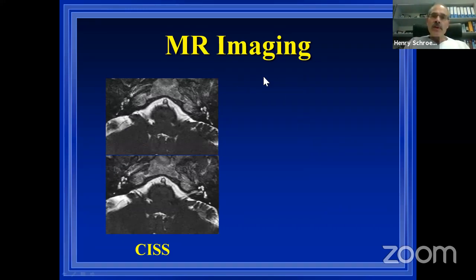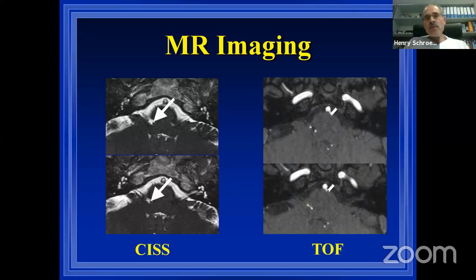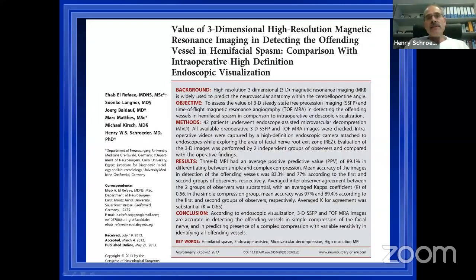First, before surgery, we have an MR image of a patient. It is a high resolution T2 weighted image. You see clearly the compression of the brainstem by a PICA loop. And to differentiate between the vein and the artery, you have a pretty good idea about the real situation.